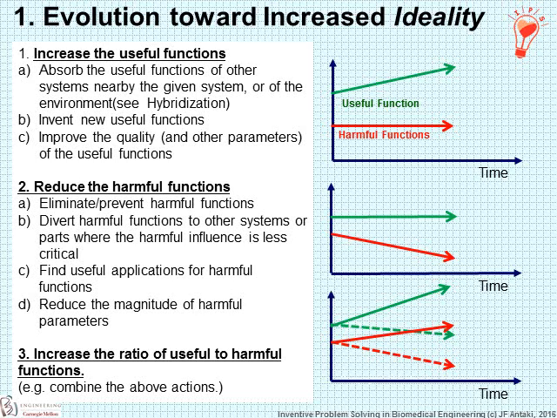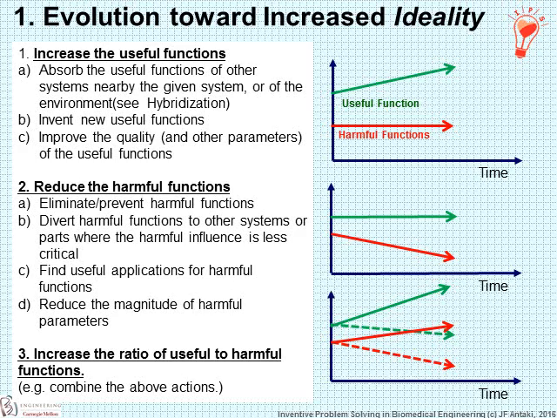How do we increase useful functions? Well, we can absorb useful functions of other systems, as we did in the hybridization lecture, or we will if you're getting to that lecture next. We can invent new useful functions, kind of start from scratch with our contradiction diagram and incorporate new functions that didn't exist before. Or we can simply improve the quality or the performance or the parameters of the existing useful functions.